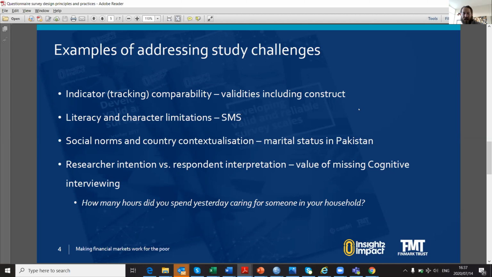The next thing relates to researcher intention versus respondent interpretation. And here I'm going to echo something else that Iska raised, and this is that we can come up with a question that doesn't really work.